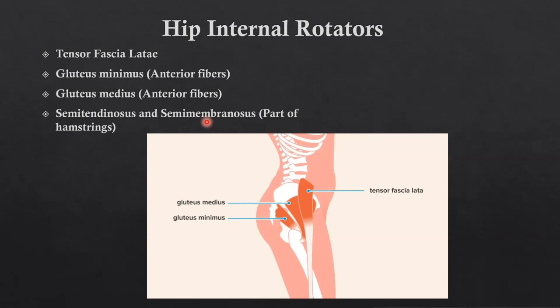So when they contract, not only do they extend at the hip, they'll also cause the upper thigh to internally rotate.